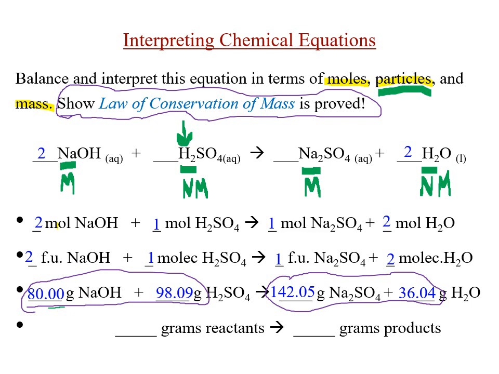.09 plus 80 is 178.09. 142.05 plus 36.04 is 178.09. I'm hoping there's a big smile on your face and you're going, cha-ching, because you did this right. Well done, kiddos. This is our last slide for today.